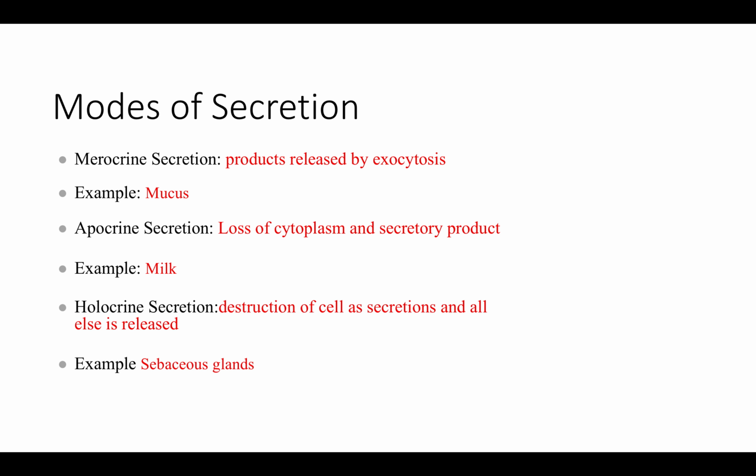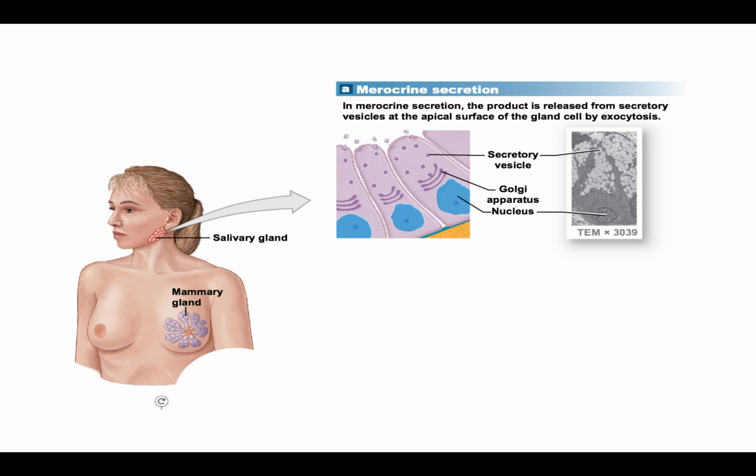There's merocrine secretion. When our glands release the product, it's just released through exocytosis, and only the product is released. An example is mucus. Apocrine secretion is when our glands secrete a product and some of the cytoplasm of the cell goes with it. An example is milk. And then the last type is holocrine secretion, and when that product gets secreted, the whole cell bursts. The example of that is your sebaceous glands, or your oil glands.